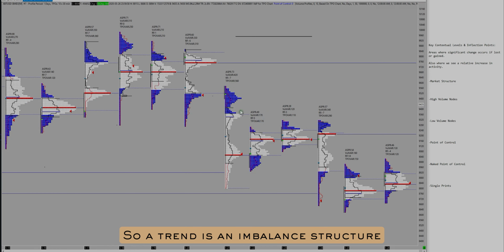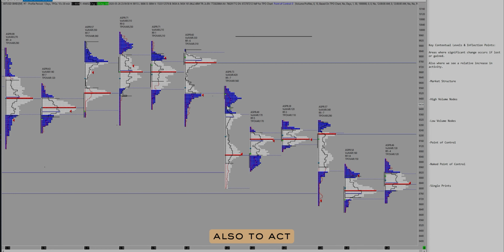So a trend is an imbalance structure by its own nature. It is constantly redetermining the value area. And what we would say is this low volume node, since there was no trade facilitation in there previously, we would look for these levels also to act as potential support or resistance.